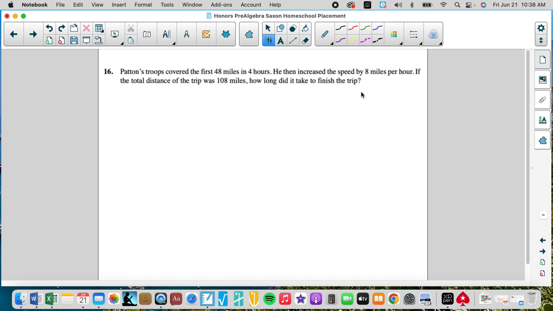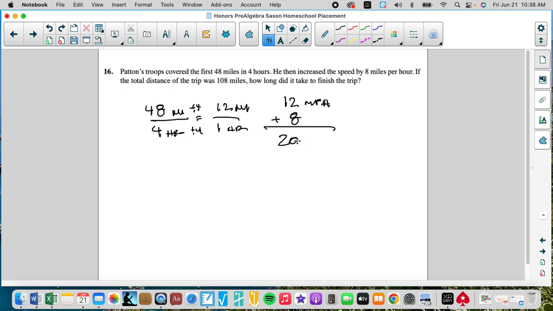Patton's troops covered the first 48 miles in 4 hours. He then increased the speed. So we have to do miles per hour. So 48 miles per 4 hours. Tell me what that rate is. Unit rate, we're going to reduce it by 4 to get a unit rate of 1 hour. So that's going to give me 12 miles per hour. So in that time, he was traveling 12 miles per hour. Then he increased his speed by 8 miles per hour. So we're going to add 8 to that. So he is going 20 miles per hour.